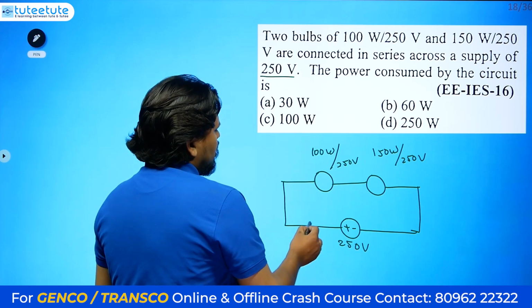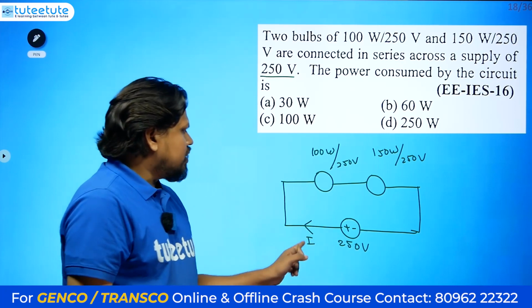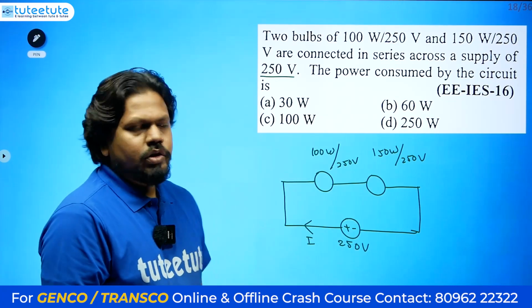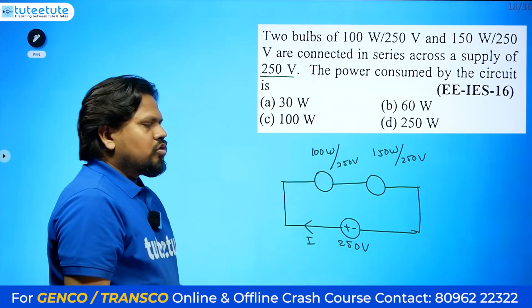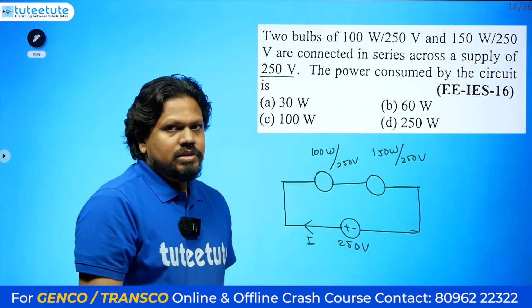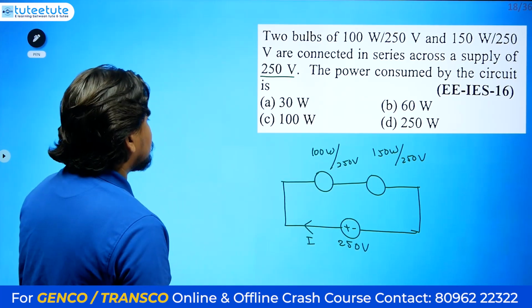If you know the current in this network, we can calculate directly: 250 into that current will be our power. Otherwise, if you know the resistances of these two, then V square divided by that resistance will give the value. So the combined resistance, otherwise current or resistance, any one thing.